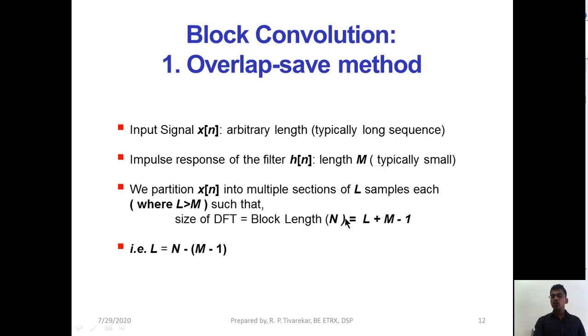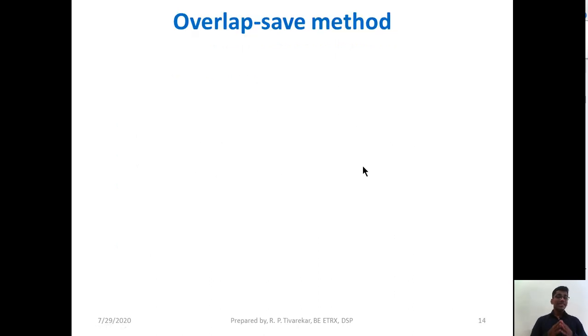So if capital N is known, we can find L as N minus M minus 1. If capital N is not known, we can assume any L value which is greater than M. The procedure of overlap save method goes like this.